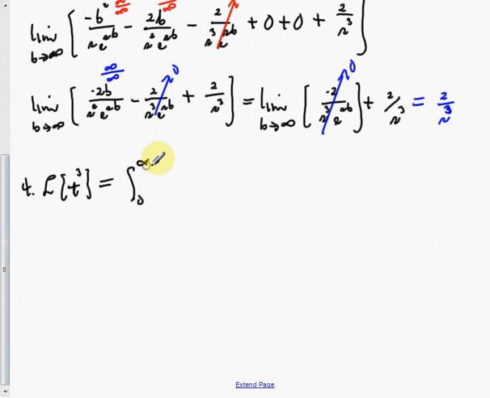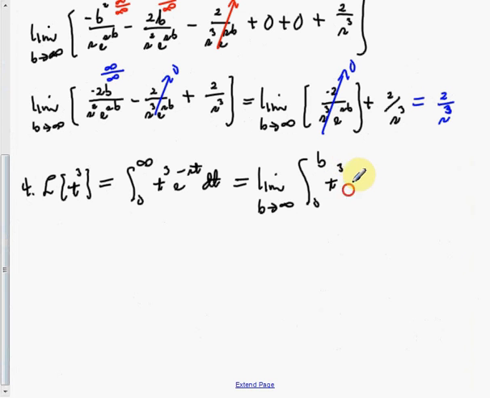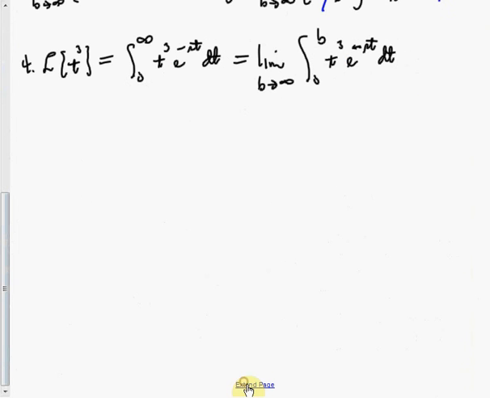This is the integral from 0 to infinity, t to the 3rd times e to the negative st dt. The limit as b goes to infinity of the integral from 0 to b, t to the third times e to the negative st dt. Again, we set up the tabular method.